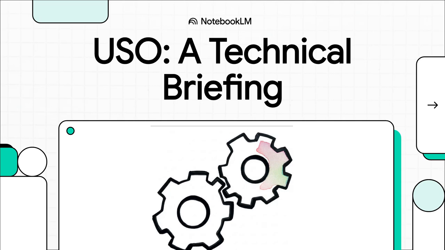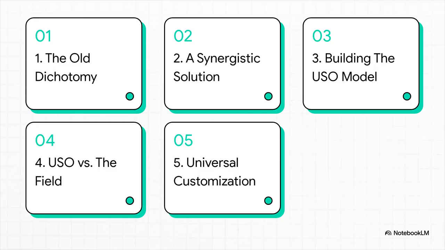All right, let's get into it. Today we're breaking down USO, a really interesting new unified model from Bytedance. And this thing is fundamentally rethinking the architecture of generative control. So if you're an engineer working in this space, believe me, this is one you're going to want to pay close attention to. So here's the plan.